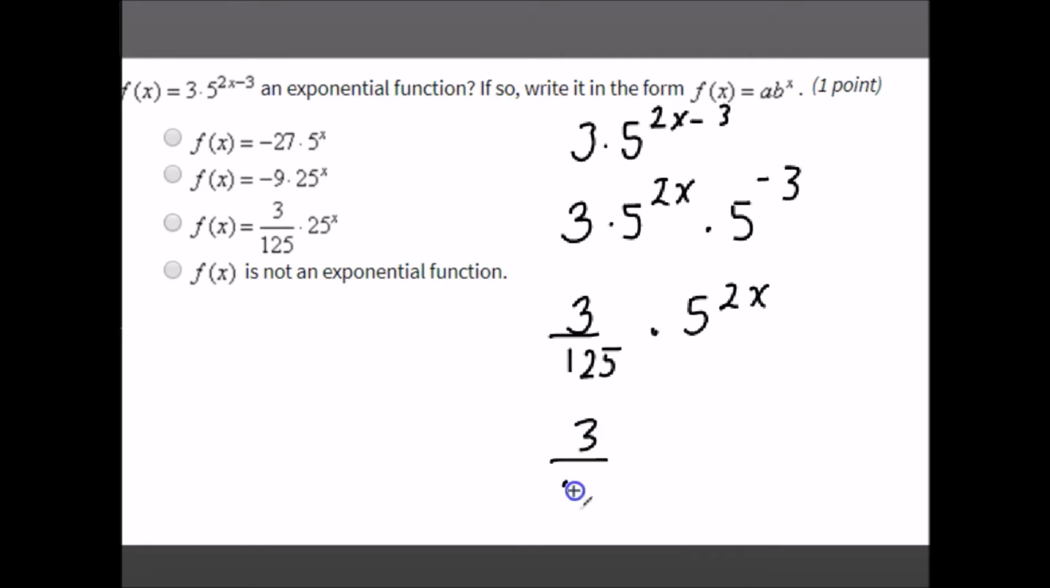Now I also remember something from my exponent rules, which says I can square a 5 and get 25 and still have that x up in that exponent. And so this does satisfy that format of being a times b to the x. So it is exponential, and the format would be answer choice C.